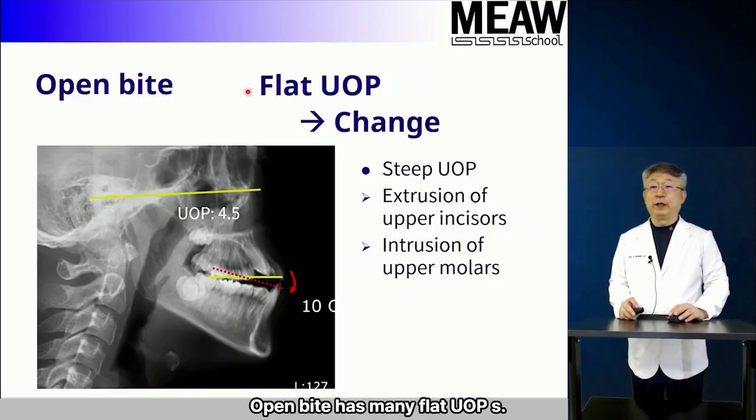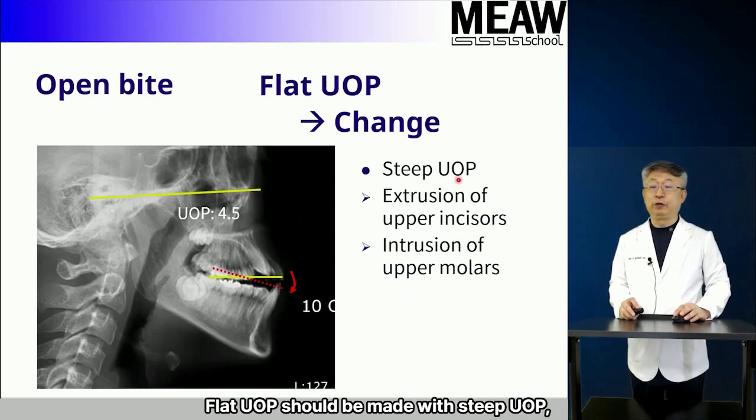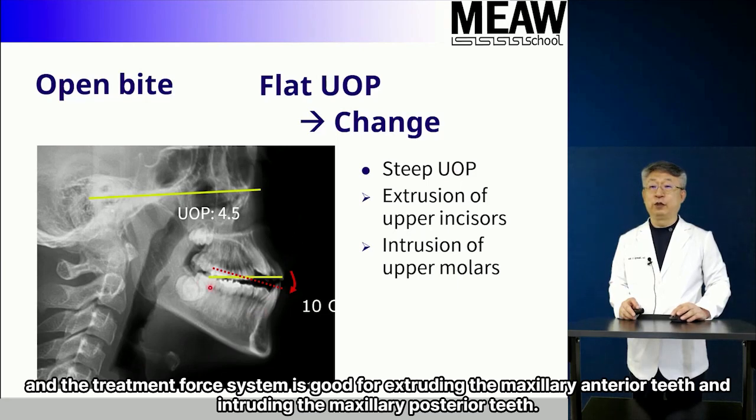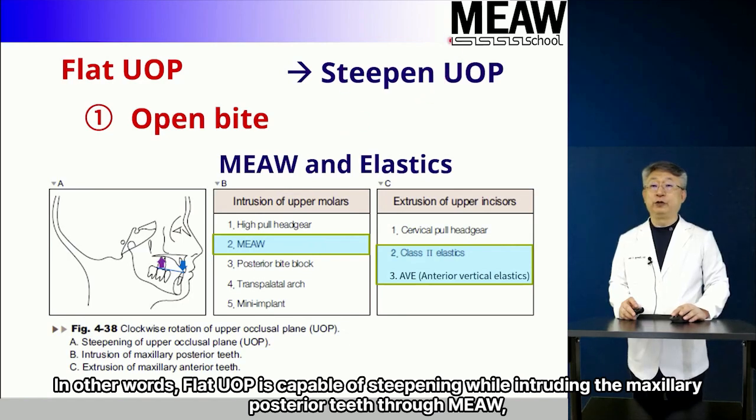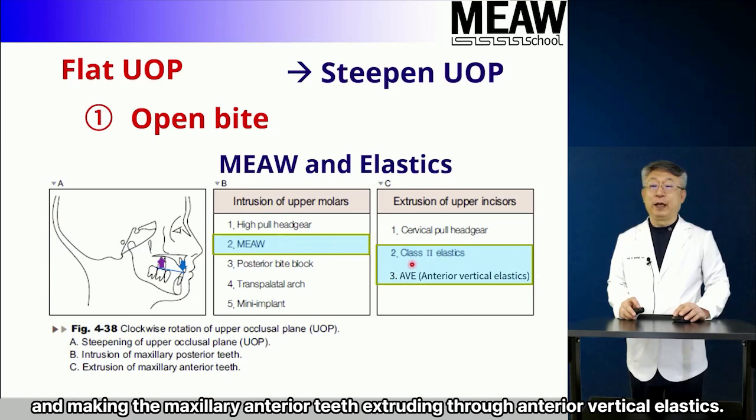Open bite has many flat UOPs. Flat UOP should be made with steep UOP, and the treatment force system is good for extruding the maxillary anterior teeth and intruding the maxillary posterior teeth. In other words, flat UOP is capable of steepening while intruding the maxillary posterior teeth through MEAW and making the maxillary anterior teeth extruding through anterior vertical elastics.